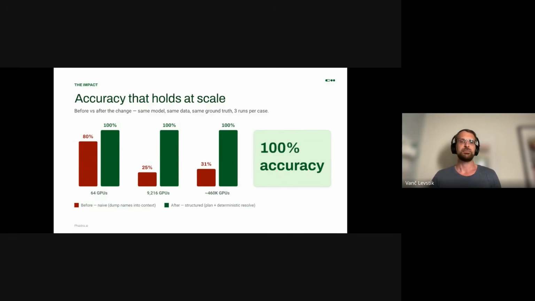We measured the new system head-to-head against the old ones with the same LLM model, same data, and we did 3 runs per case just to make sure. Our goal was simple: prove that Rahul's solutions are ready for production. And they definitely are. If you look at some stats here, the old approach degraded pretty fast with scale. So we got 80% correctness at 64 GPUs, and that dropped to about 30% when the GPUs grew to 460,000.